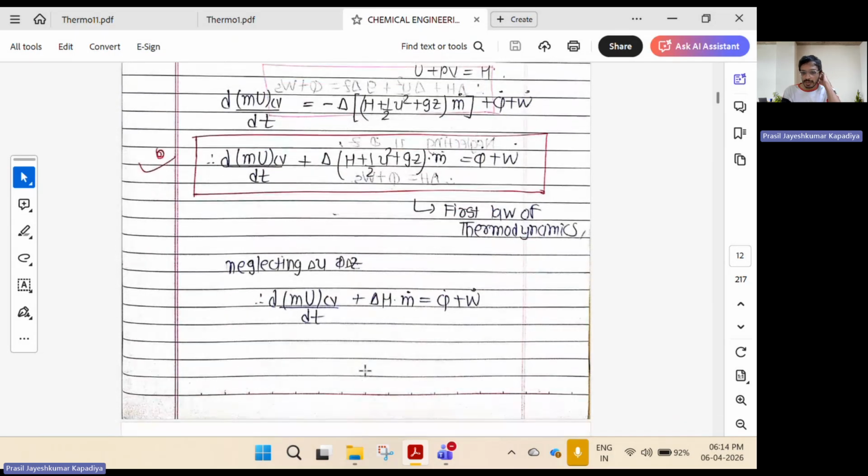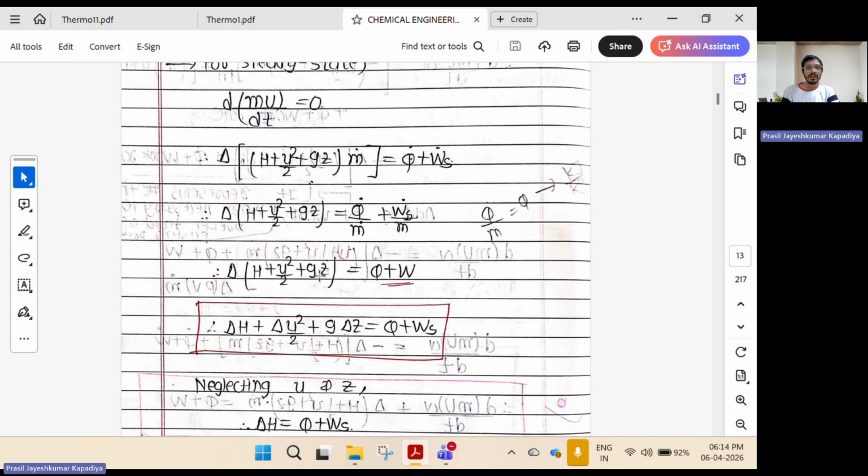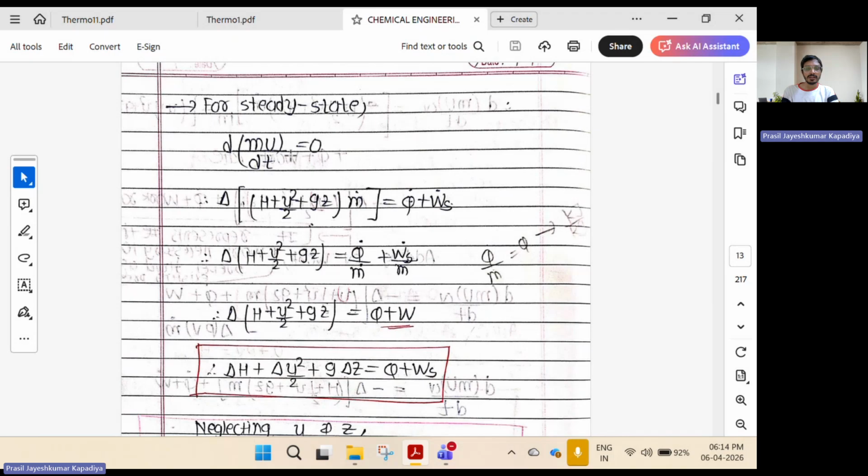So our first law of thermodynamics for an open system becomes d of mU by dt of the control volume plus delta of H plus half u square plus gz, into m dot, is equal to q dot plus w dot. This we have already studied. And for steady state, this term is 0, so we are only left with this.